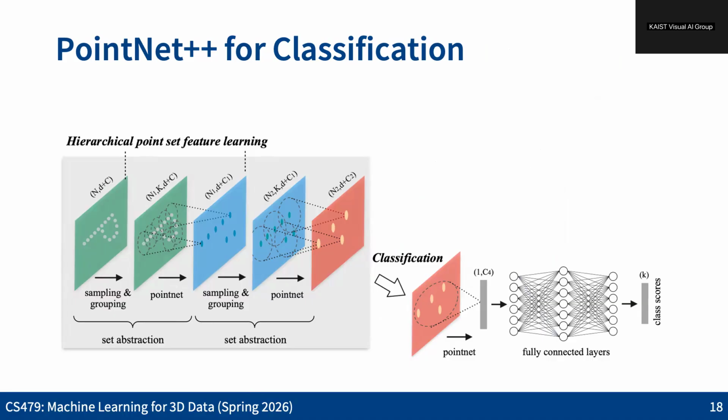How about segmentation? Every time you see an encoder that takes some kind of global feature, we can also consider an encoder that generates some kind of per-point feature, right?